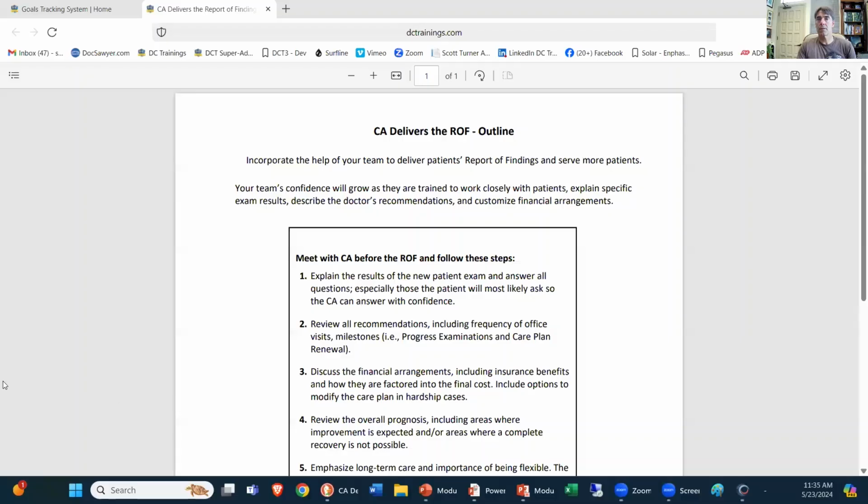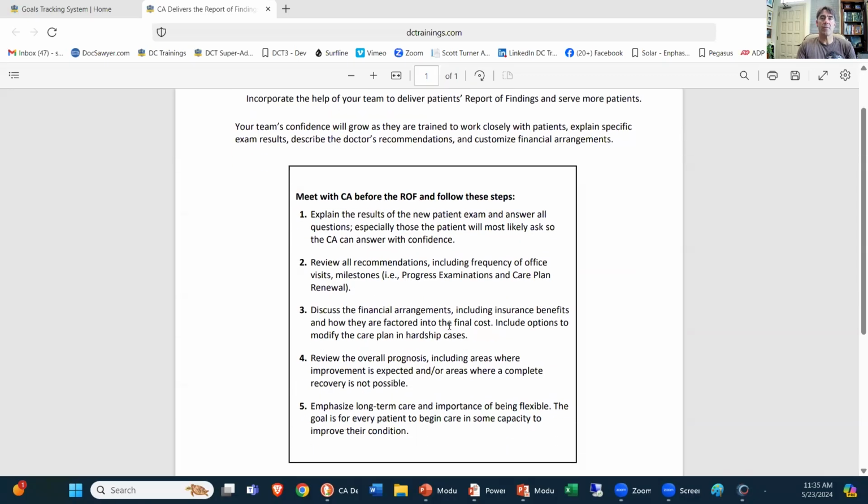So we're going to review those recommendations. We're going to discuss the financial arrangements, including insurance benefits and how they are factored into the final cost. Include options to modify the care plan in hardship cases. So what are we talking about here? What we want to go over as we're preparing for the report of findings is we want to make sure that we are reviewing what the cost is.